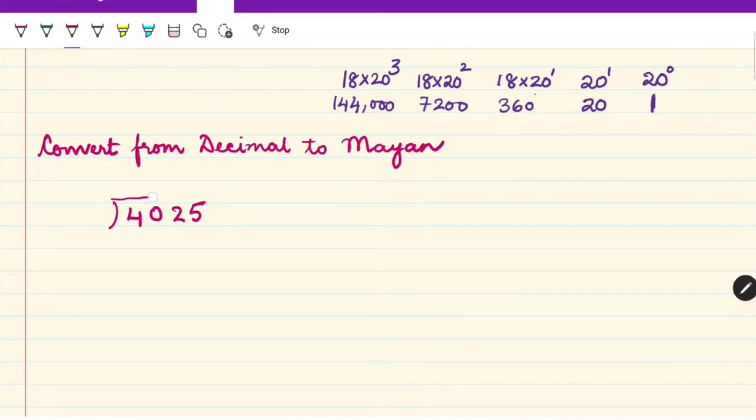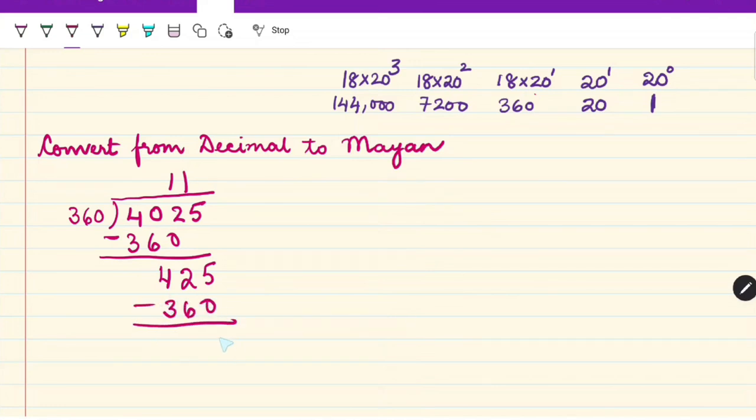So I'm going to divide 4025 by 360. 1 times 360, we subtract 360 to get 442 as the remainder, bring down the 5. Again, 1 times 360, minus, so we have a remainder of 65. So we got a quotient from the first division, a quotient of 11. I'm going to write that 11 below the positional value we divided 4025 by.